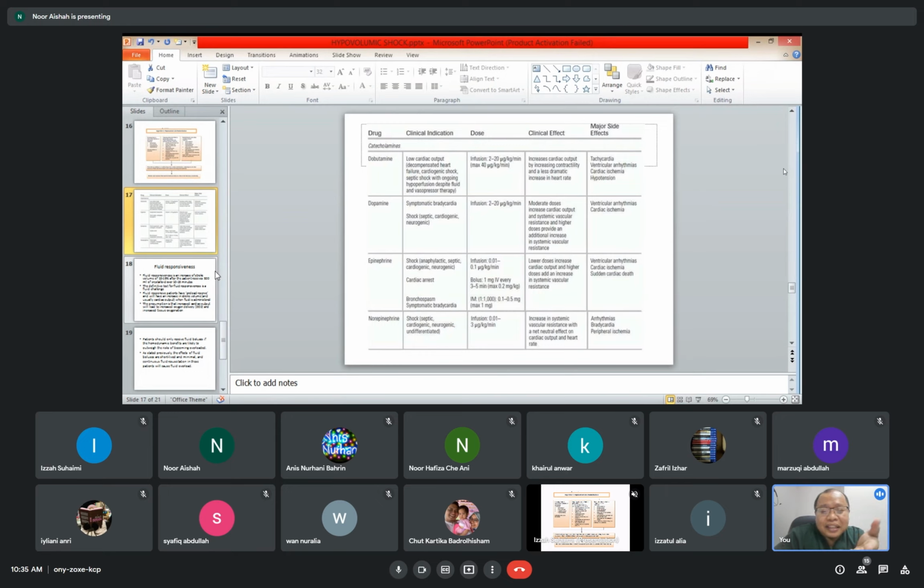So awak say even awak start dobutamine kan, the heart contracts harder, tapi there's no blood dalam vascular punya space untuk circulate. So tak guna. So you kena bagi fluid replacement. So ni pun dia cakap, shock with ongoing hypoperfusion despite fluid and vasopressor therapy. Maksudnya dah bagi fluid cukup, yes. Tapi maksudnya benda tu dah settle lah hypovolemic shock. So kalau hypovolemic shock per se, it's kena replace the volume.